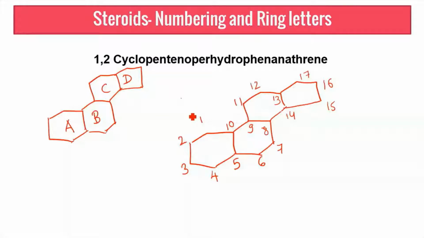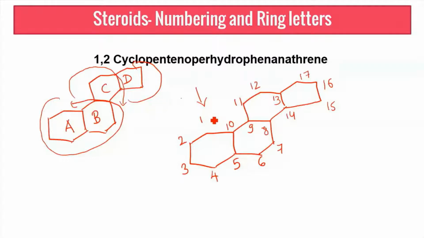If you have to remember, remember that the numbering starts from A, continues till here, and then moves from C to D. That is the way the steroid nucleus gets numbered from ring A to ring D. So quickly revising the numbering, you always have to start from this carbon. This is your start point for all the structures.